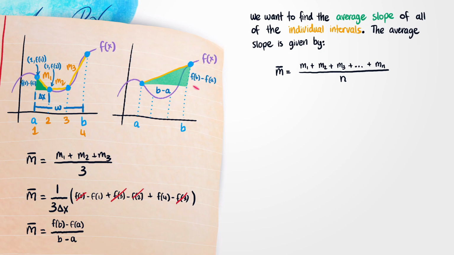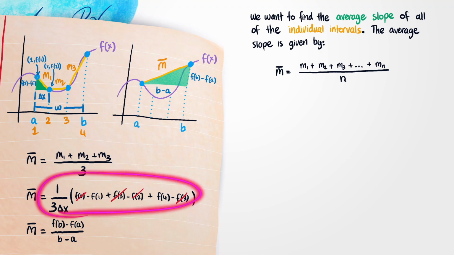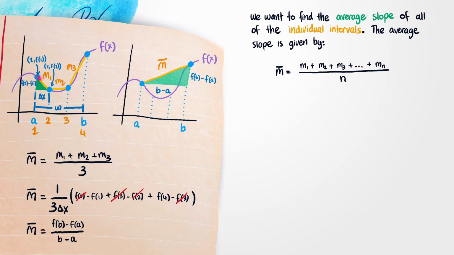Now if we were to divide the rise by the run of this triangle, I just want you to notice that it's exactly the same as this equation over here. And this immediately tells us that the average gradient is the same as the gradient of this line over here. The interesting thing about this is that it didn't matter how many intervals we broke this up into. Regardless of how many subintervals we have, this is always going to be true. And therefore, we've found another way to write the average gradient.